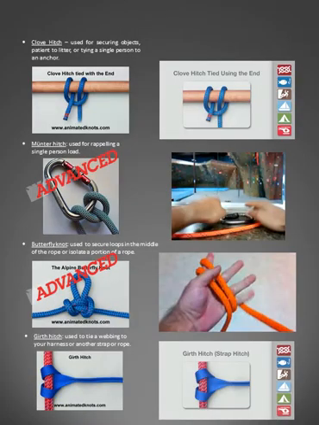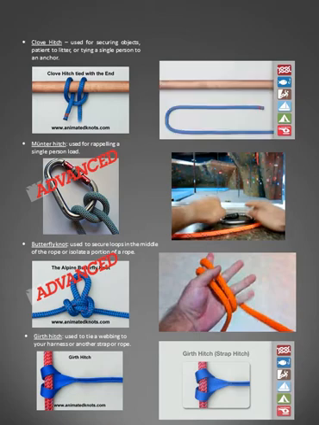This video teaches you how to tie the clove hitch using the end of the rope. Pass the end of the rope around the pole, continue across the standing end and around the pole a second time, thread the end under itself and pull tight to form the clove hitch.